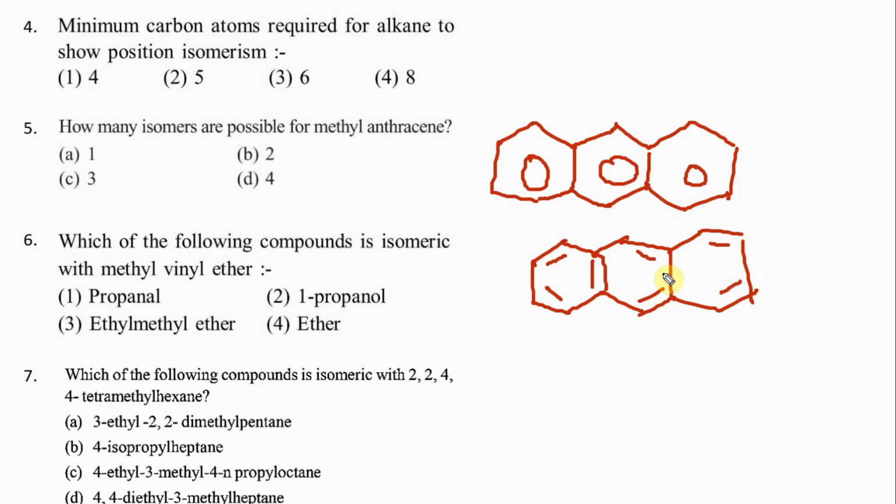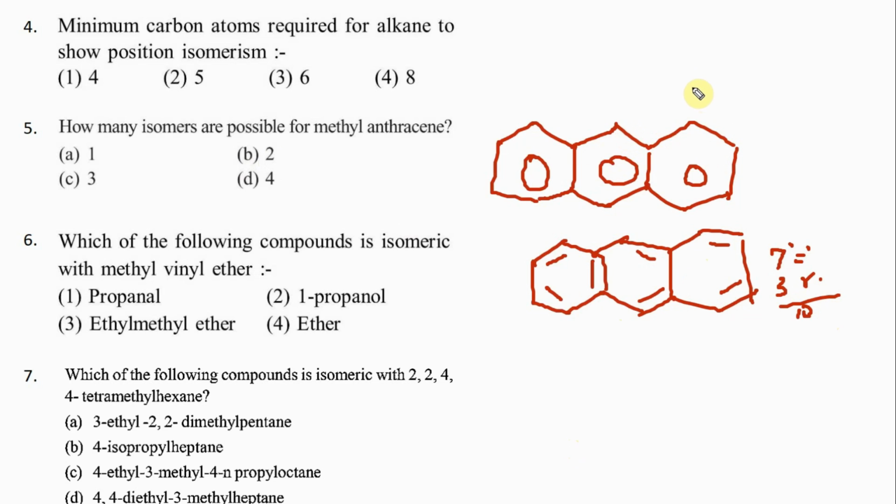Okay, this is anthracene. Now what is double bond equivalent? 1, 2, 3, 4, 5, 6, 7, 7 double bonds, okay, and 1, 2, 3 rings. So total 10 double bond equivalent. So this is 10 double bond equivalent. Okay, this is a quick way to know it, or you can try to find the molecular formula. Now how many isomers are possible for methyl anthracene?